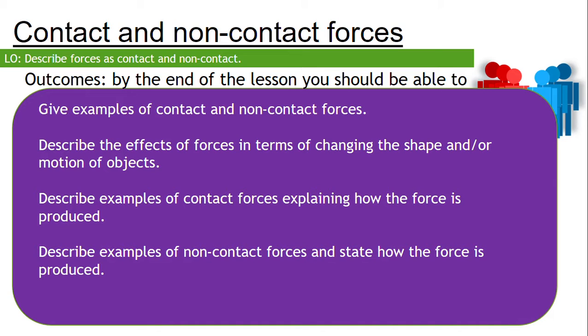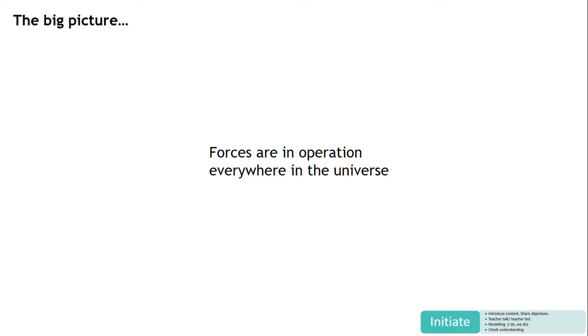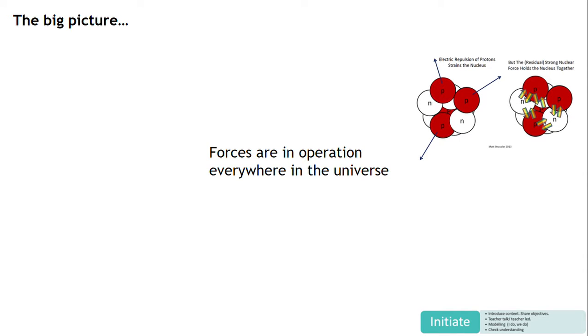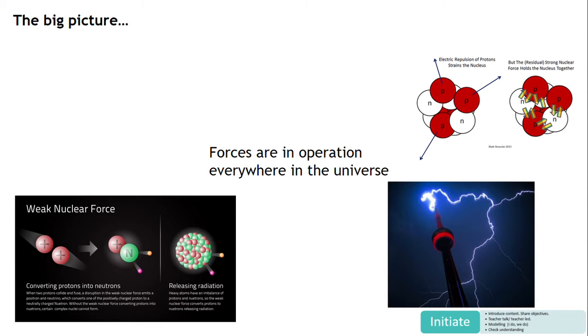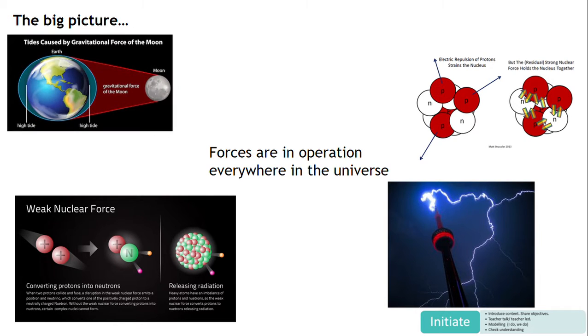You can read that. So, why do we learn about forces? It's because they operate all over the universe. In the nucleus of atoms, there's something called the strong force, which keeps protons and neutrons together. And there's also something called the weak force, which is involved in things like alpha decay and so on. There's the electric force, which is related to magnetism. There's the gravitational force, which acts over distances. And in that example there, the moon exerts its influence on the Earth's oceans to cause the tides.